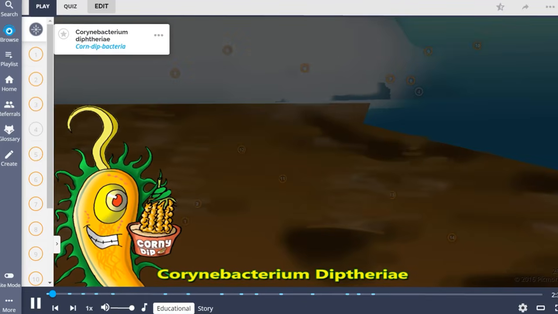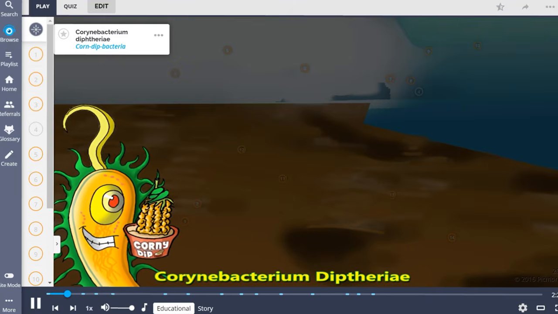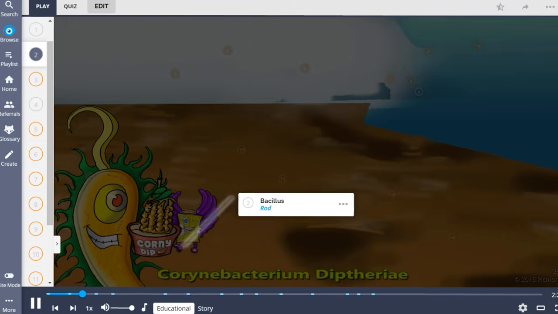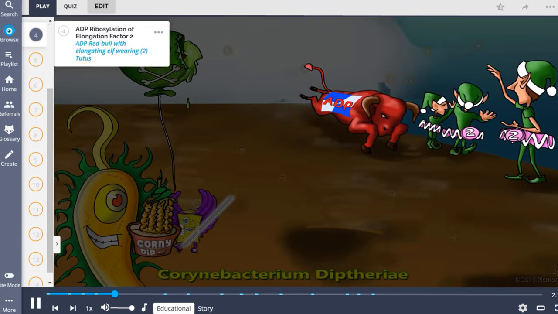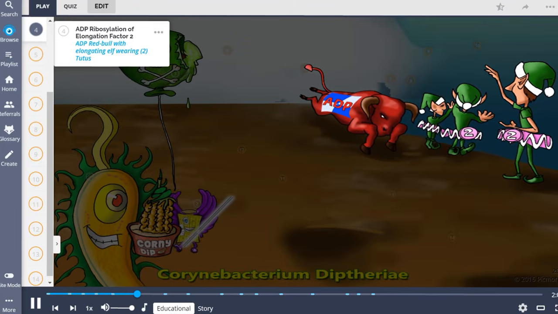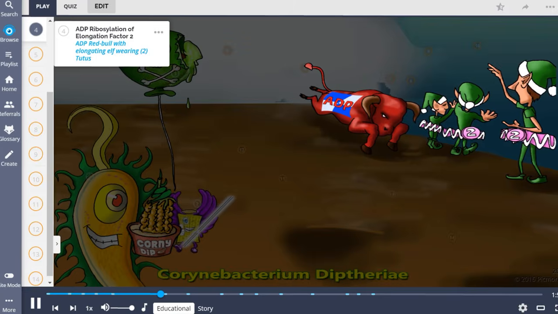Corynebacterium diphtheriae is illustrated in this Picmonic as the corn dip bacteria being eaten at the fair. This is a gram-positive organism, shown as the graham cracker positive angel, and morphologically is described as a bacillus, represented by the rod. Corynebacterium diphtheriae produces an exotoxin, the bursting toxic balloon, which leads to ADP ribosylation of elongation factor 2 in host cells, shown as the ADP Red Bull with the elongating elf wearing two tutus. This alteration of elongation factor 2 in host cells renders them unable to synthesize proteins, leading to cell necrosis.